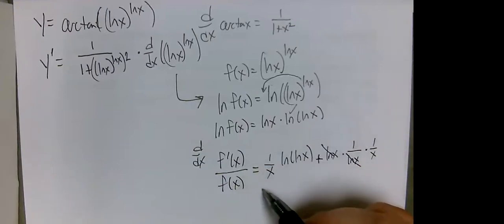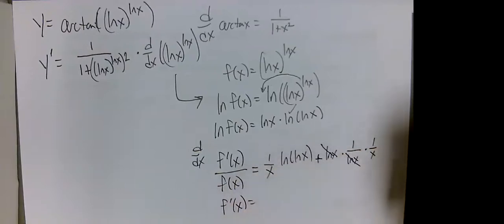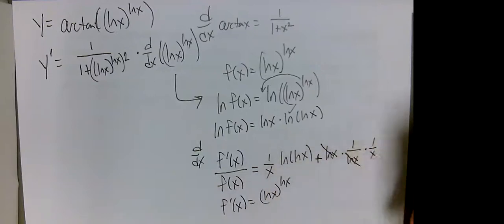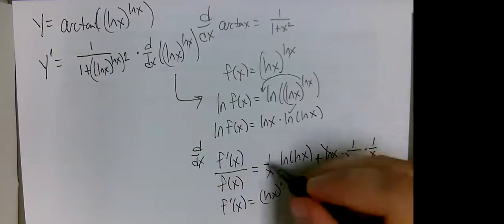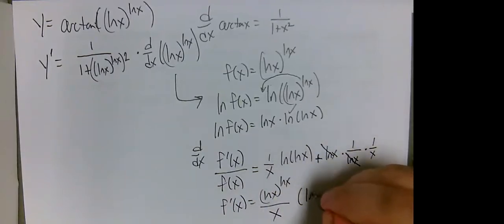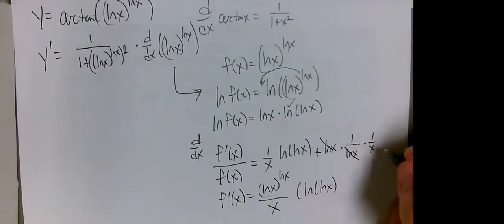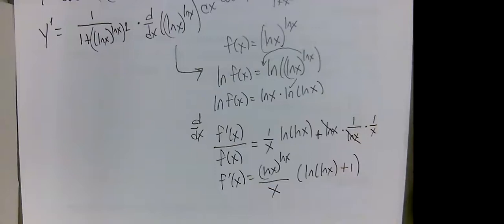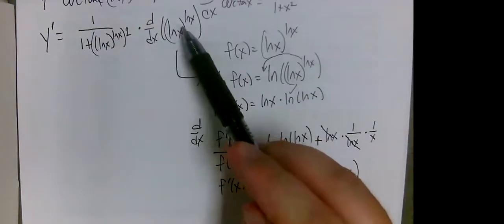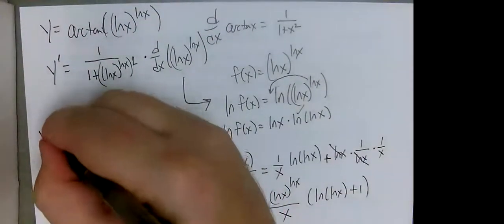And then I multiply both sides by f of x. So it turns out that f prime of x is going to be ln of x to the ln of x times all of this. Now, these both have a 1 over x in them. I'll move that here. I have ln of x, and then I took the 1 over x out of here. That's just plus 1. Okay, so the derivative of ln of x to the ln of x, which I needed to know from back here, is this. So I can simply stick this in.